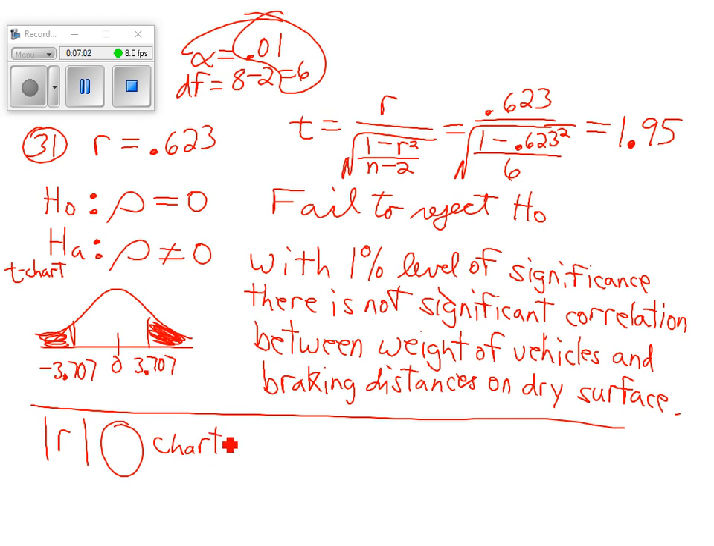Our R was 0.623, and the absolute value of that is just 0.623. The number from the chart is 0.834, is that what you said? Yeah. Is R less than or greater than that? Less than. If it's less than, then that tells us that there is not significant correlation between the two. If it's greater than, then it tells us that there is significant correlation.